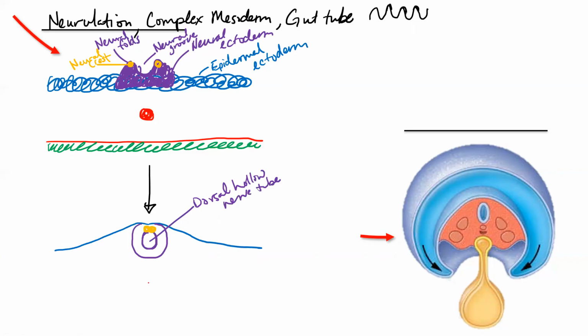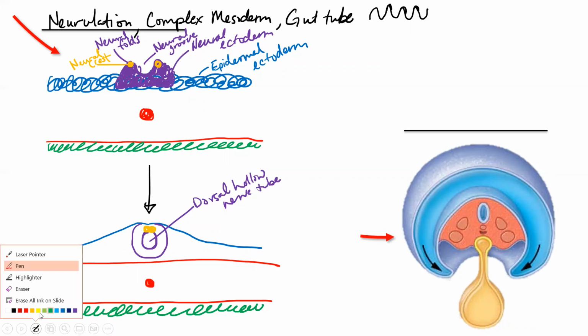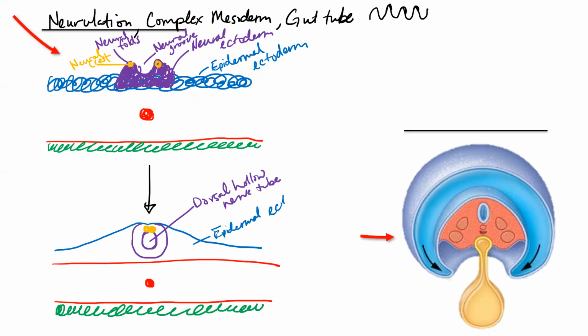Then you want to create the notochord, anterior or ventral to that, and create a line for your mesoderm. And then just create some endoderm. Perfect. So now you've created your epidermal ectoderm, which is going to create your skin. Your dorsal hollow nerve tube, which starts in the middle of your embryo and then zips towards the head and the tail at the same time. And that's going to create your brain and your spinal cord.